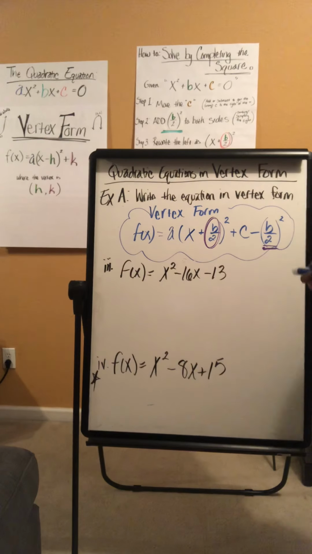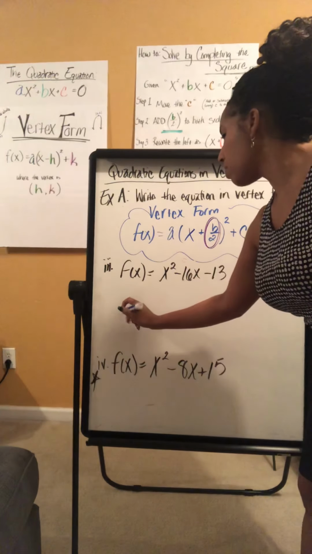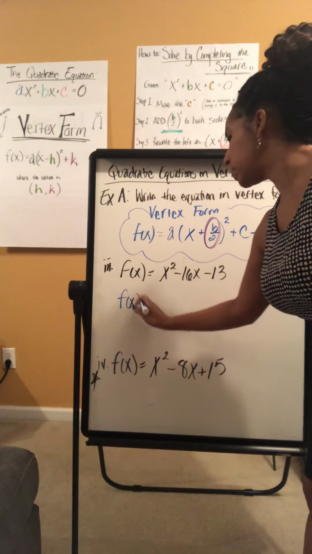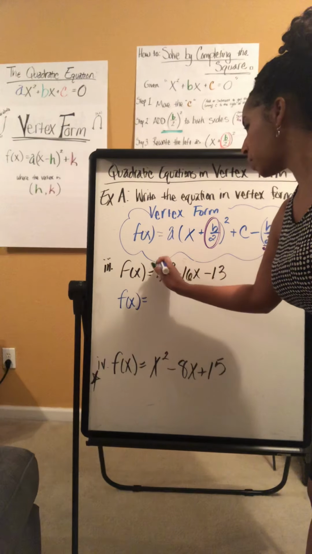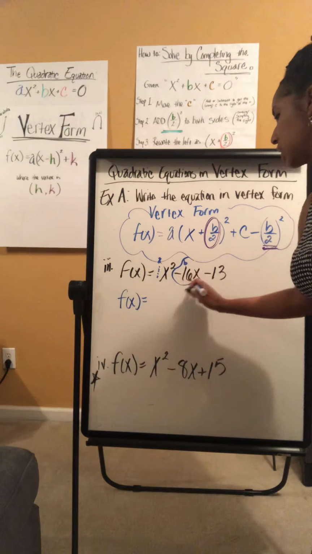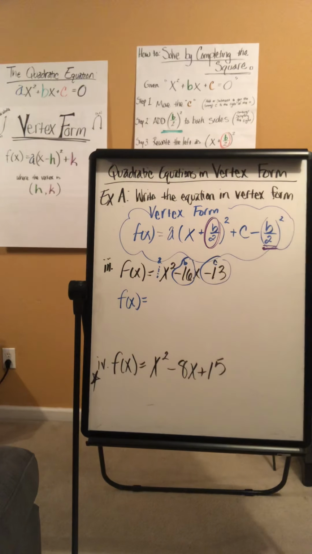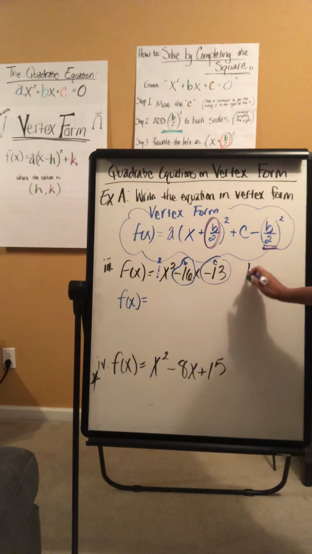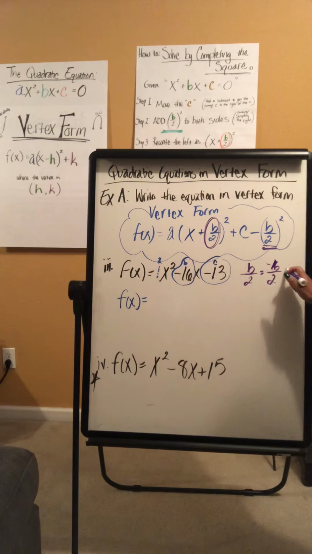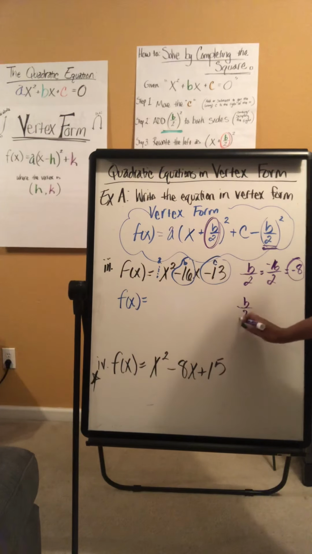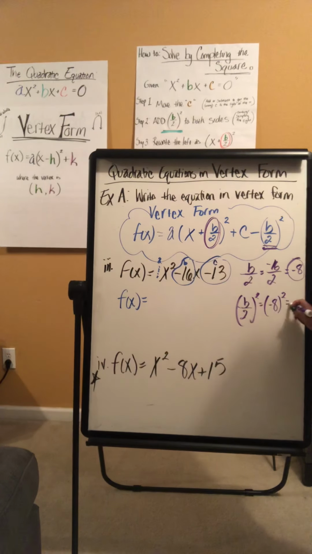All right, so to write it in vertex form, all of these so far, my a has just been 1, right? My b here is negative 16, and my c is negative 13. What I need to find is my b divided by 2, which would be negative 16 divided by 2, which would be negative 8. And I need my b over 2 squared. So my negative 8 squared, which would be 64.